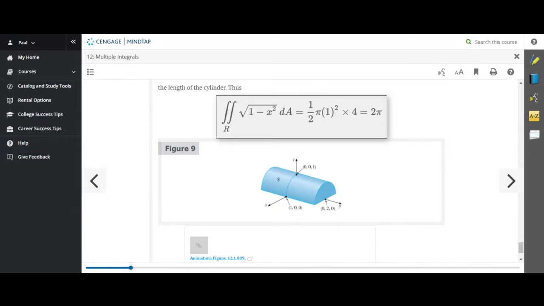But our cylinder has a radius of 1, okay, and it has a height of 4. Look at the base.